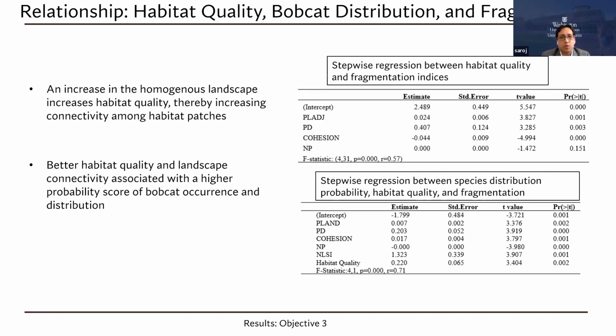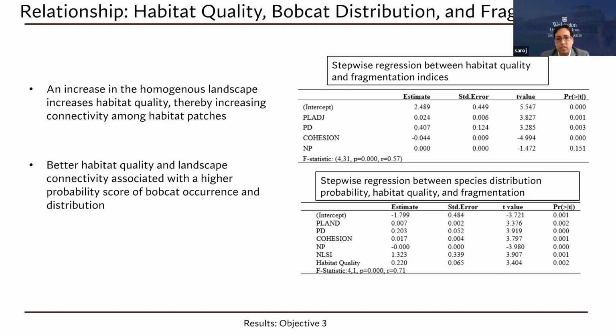To test the relationship between habitat quality and bobcat distribution, I use two separate regression models. Initially, habitat quality with the fragmentation indices, and then bobcat distribution with habitat quality and fragmentation. The initial test of habitat quality with fragmentation showed a significant relationship, explaining a variation of about 0.57 in the model. What that suggests is an increase in the homogeneous landscape increases habitat quality, thereby increasing connectivity among habitat patches.